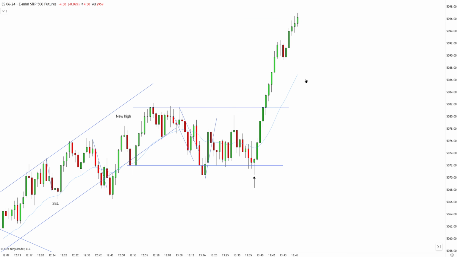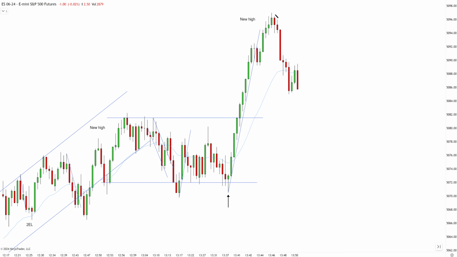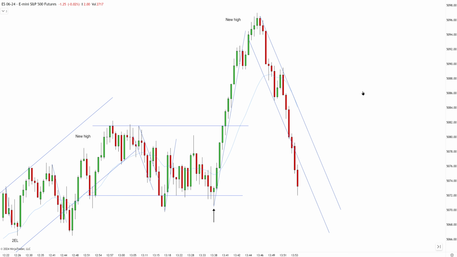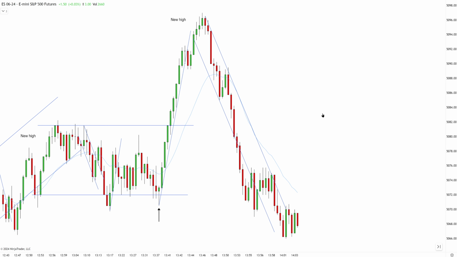Can we get a high low? We cannot. Market created a massive push, break to a new high. Okay, we have a lower high. Can I get a failed second entry long reversal pattern? We cannot. We have a break, move to a new extreme.